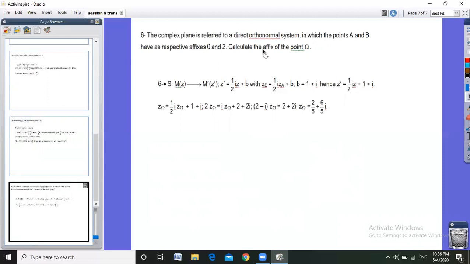To find the affix of omega, we have S of omega equals omega. We get z_omega equals half i z_omega plus 1 plus i. Simple calculation, we get z_omega equals 2 over 5 plus 6 over 5 i. Okay, thank you.